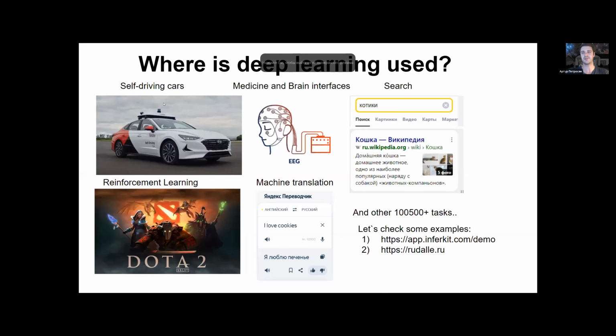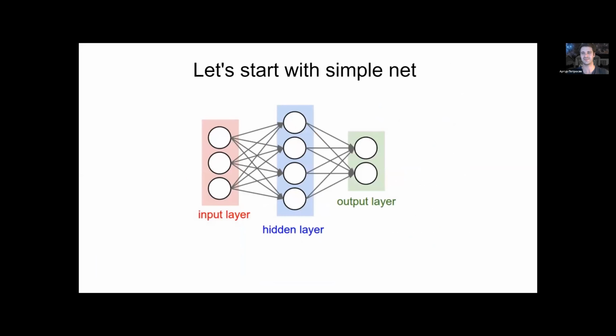Okay, we discussed some applications. We now know that it is useful in many fields, but let's begin with something simple. These applications, as I said, require very deep neural networks and very special architectures for every one of these tasks. But let's begin with a very simple architecture called a fully connected neural network.